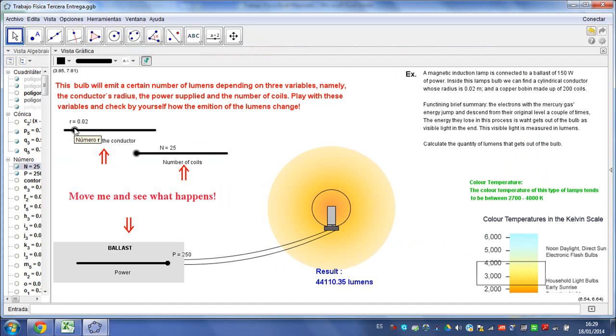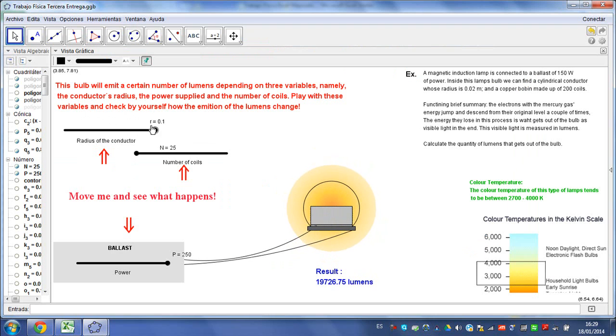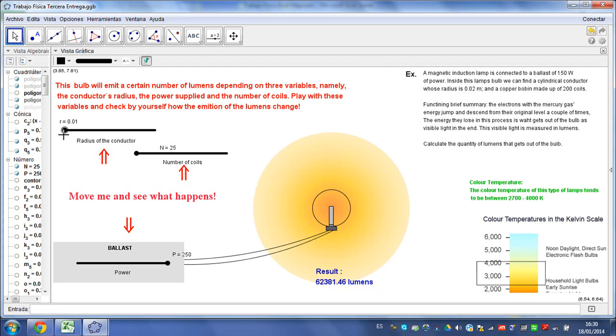So whenever we make the radius of the conductor bigger, we can see how the emission of the light is weaker. And on the other hand, we can see how it gets stronger when the radius is smaller.